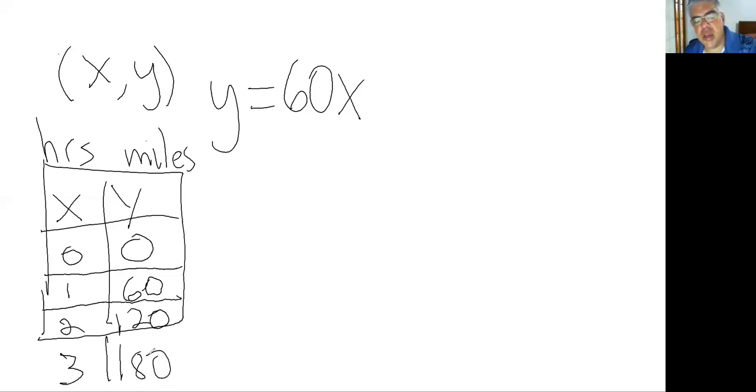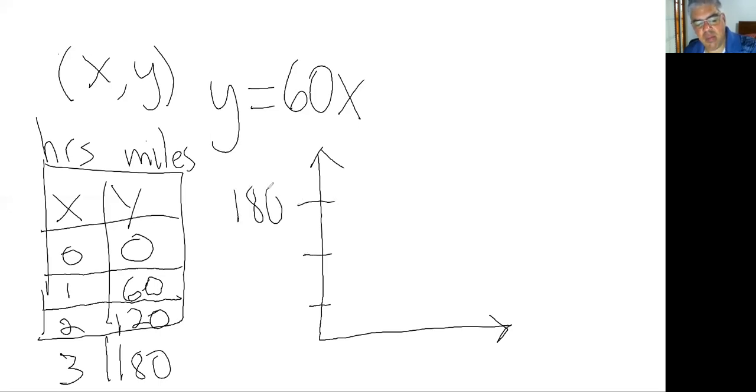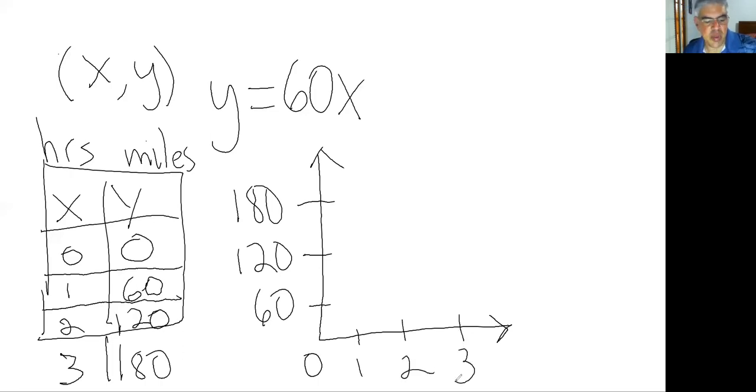And to graph it, we can design my y-axis to have the required values of 60, 120, and 180, like that. Of course, the values for x were 0, 1, 2, and 3. So we plot the points, 0, 0, right here. Then we're gonna plot the points 60 at 1, 120 at 2, 180 at 3, and we have a basic linear function.